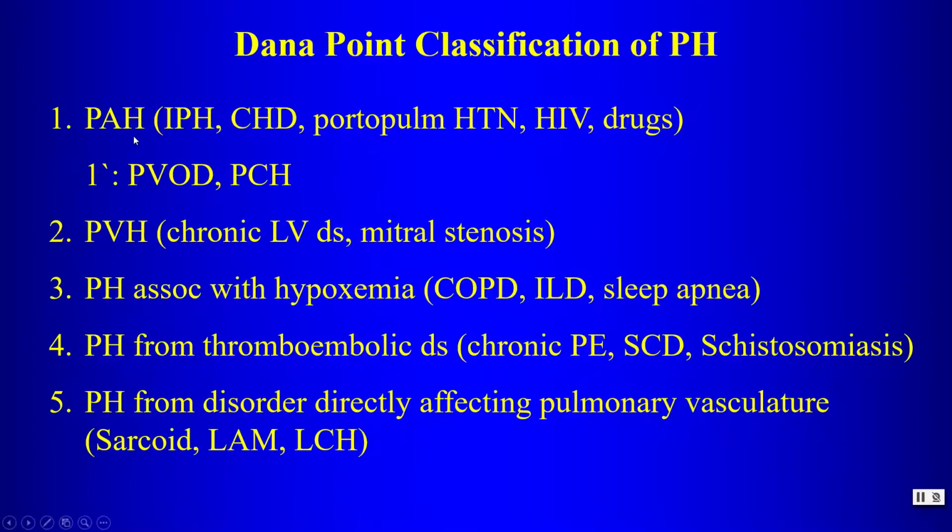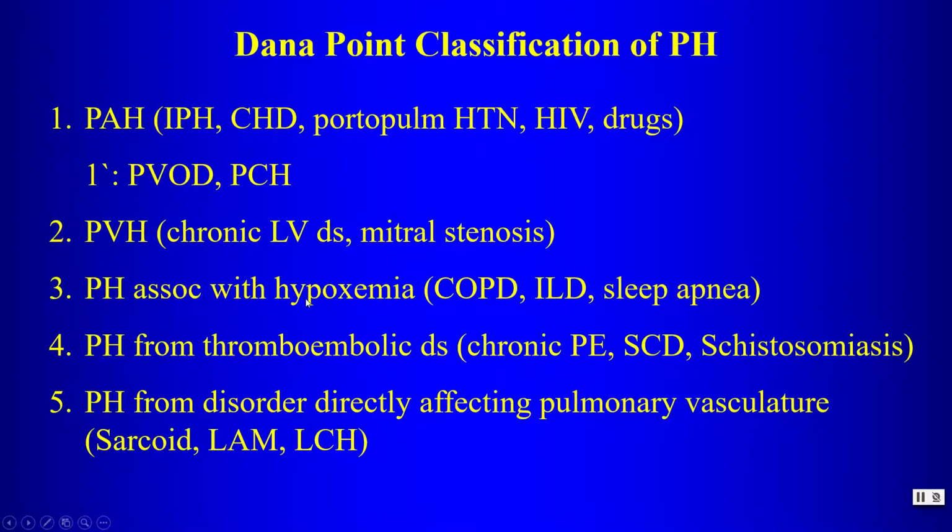The first classification is pulmonary arterial hypertension. In this group, we can have idiopathic pulmonary hypertension, or pulmonary hypertension from congenital heart disease, portal hypertension, HIV or drugs. Then the second category is pulmonary venous hypertension that secondarily causes elevated pulmonary artery pressures. And here the two most common diseases are chronic left ventricular failure and mitral stenosis.